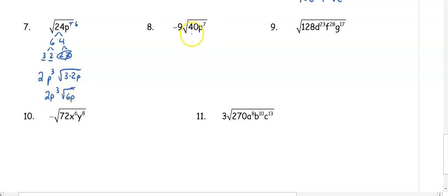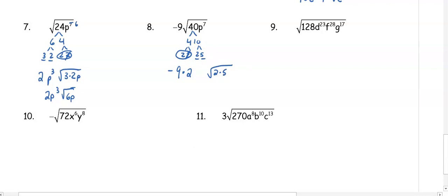Number 8, the square root of 40. Negative 9 times the square root of 40, p to the 7th. So 40 can break down to 4 and 10. 4 can break to 2 and 2. 10 can break to 2 and 5. So we have a pair of 2's. That's going to multiply with our 9 out front. In the radical, we're going to have a 2 and a 5 left over.